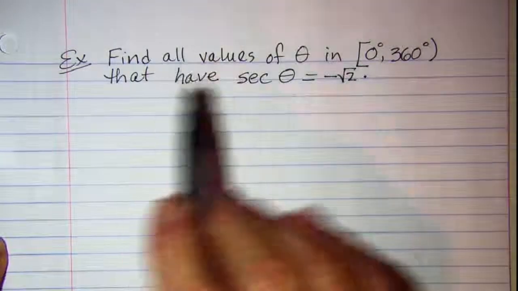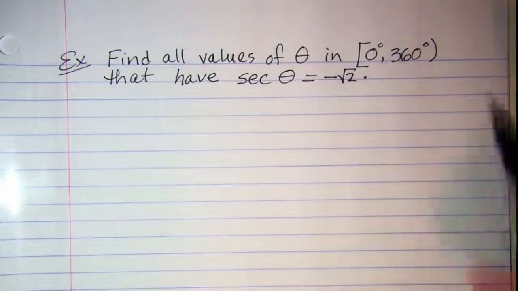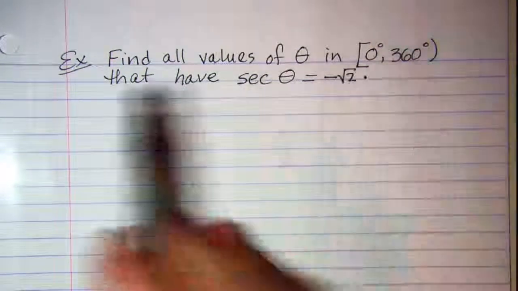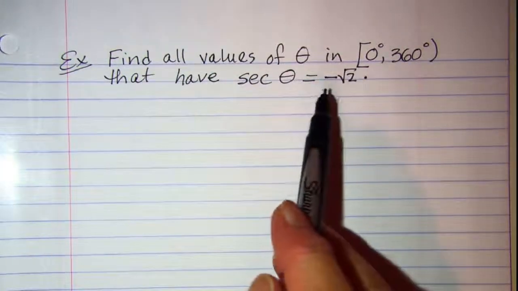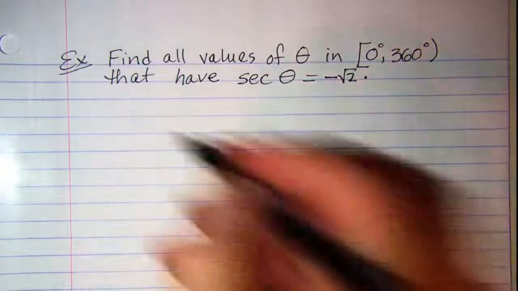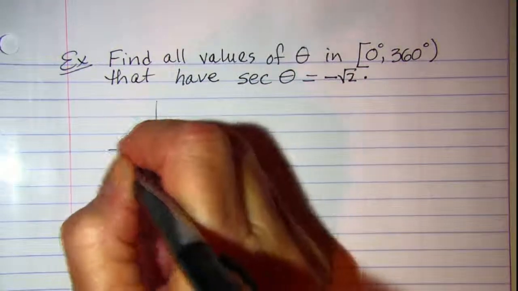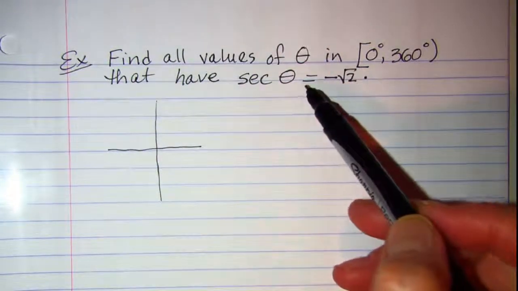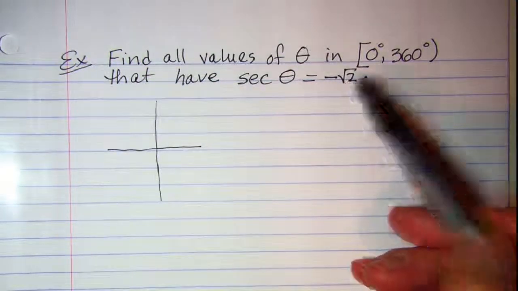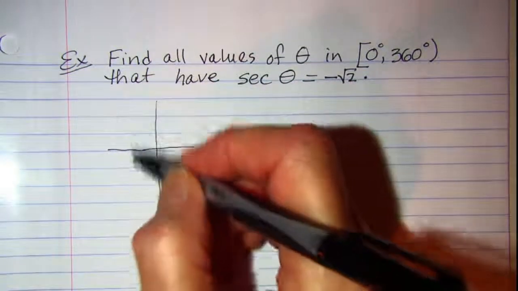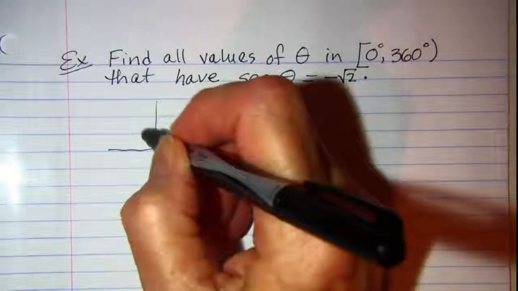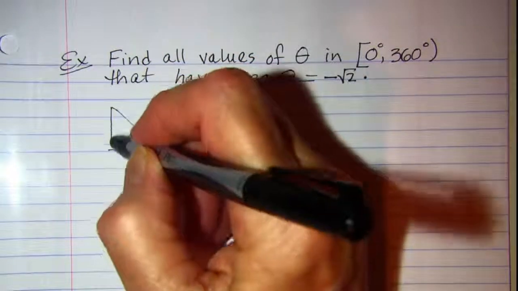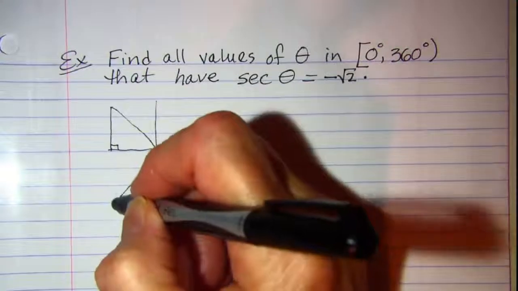So we're asked to find all values of theta in the interval from 0 to 360, including the 0 but not 360, that have a secant of negative root 2. So if we look at our sketch, secant is the reciprocal of cosine, and so we know that cosine is negative in the left 2 quadrants. So our secant will also be negative in our left two quadrants. So let's go ahead and draw our reference triangle.